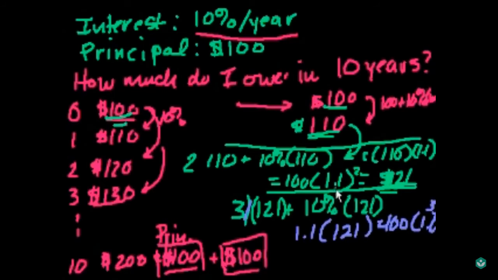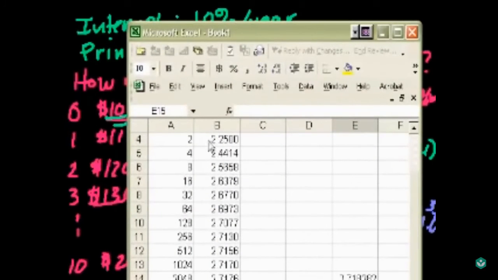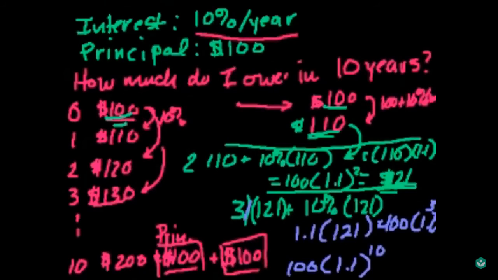And if you keep doing this, and I encourage you to do it because it'll really give you a hands-on sense, at the end of 10 years, we will owe, or you, I forgot who's borrowing from whom, $100 times 1.1 to the 10th power. What does that equal? Let me get my spreadsheet out. Just pick a random cell. 100 times 1.1 to the 10th power. So $259 and some change. $259.